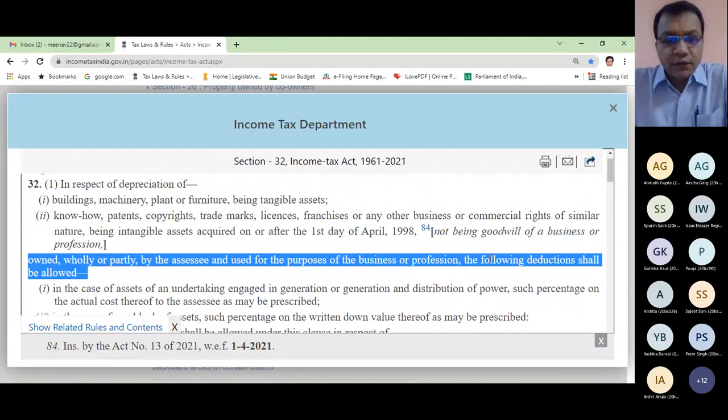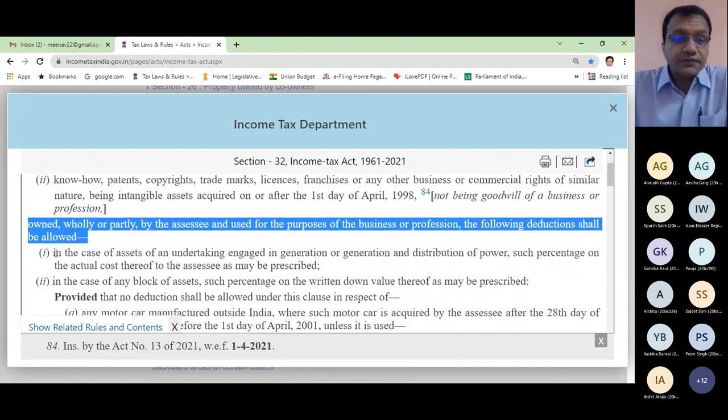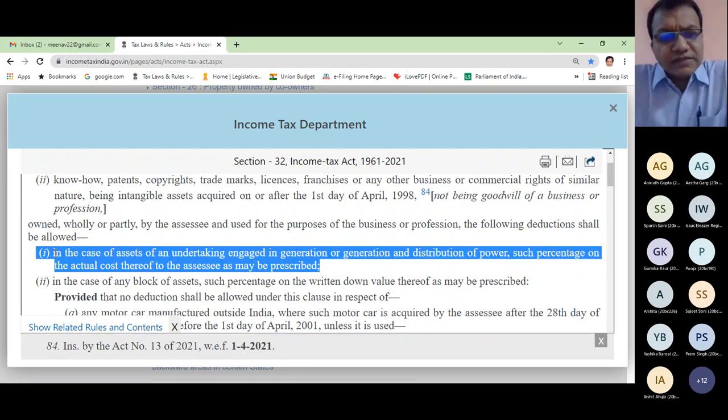So now which deductions will be allowed? Clause 1. In the case of assets of an undertaking engaged in generation and distribution of power, such percentage on the actual cost thereof to the assessee as may be prescribed. So in case of those industries which are into the business of distribution of electricity, power, then percentage rules will tell, but the method is actual cost.